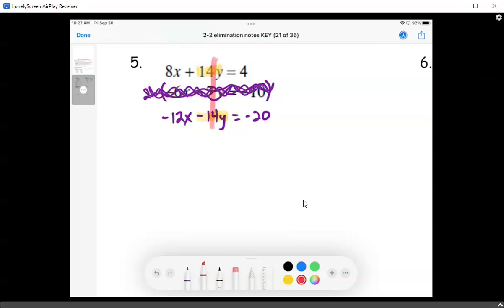Boom. When we add the equations together, those y's are going to be eliminated and disappear. We're going to have negative 4x, and we're going to have negative 16 over here. So that means x is equal to 4.